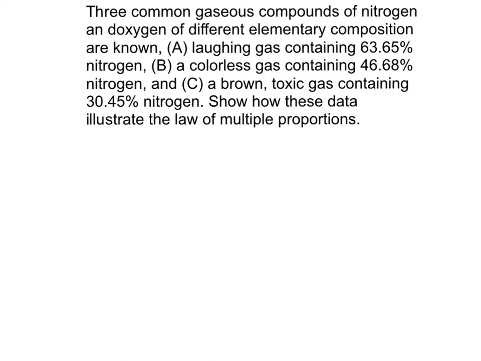Just a quick reminder, the law of multiple proportions states that different elements can come together in small whole number ratios. And in class, we looked at a couple examples of that. We looked at the fact that hydrogen and oxygen can come together in a 2-to-1 ratio to form water, or hydrogen and oxygen can come together in a 2-to-2 ratio to form hydrogen peroxide.